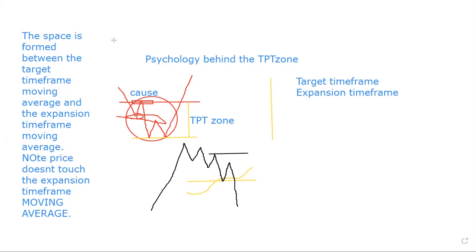Now, when it comes to the expansion time frame, this is what you want to see. In the expansion time frame, price went up. Now it's coming down. And this is our moving average. Now, this is the target area.